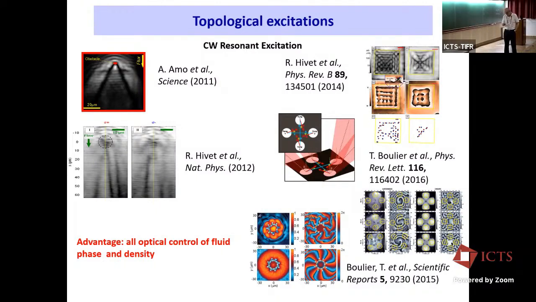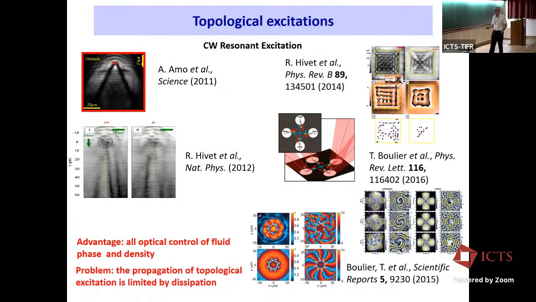There is a problem with this technique, which is the fact that also in this case, the propagation of the topological excitations is limited by dissipation. Because polaritons relax emitting photons that escape from the cavity, and then the polariton density is decreasing.